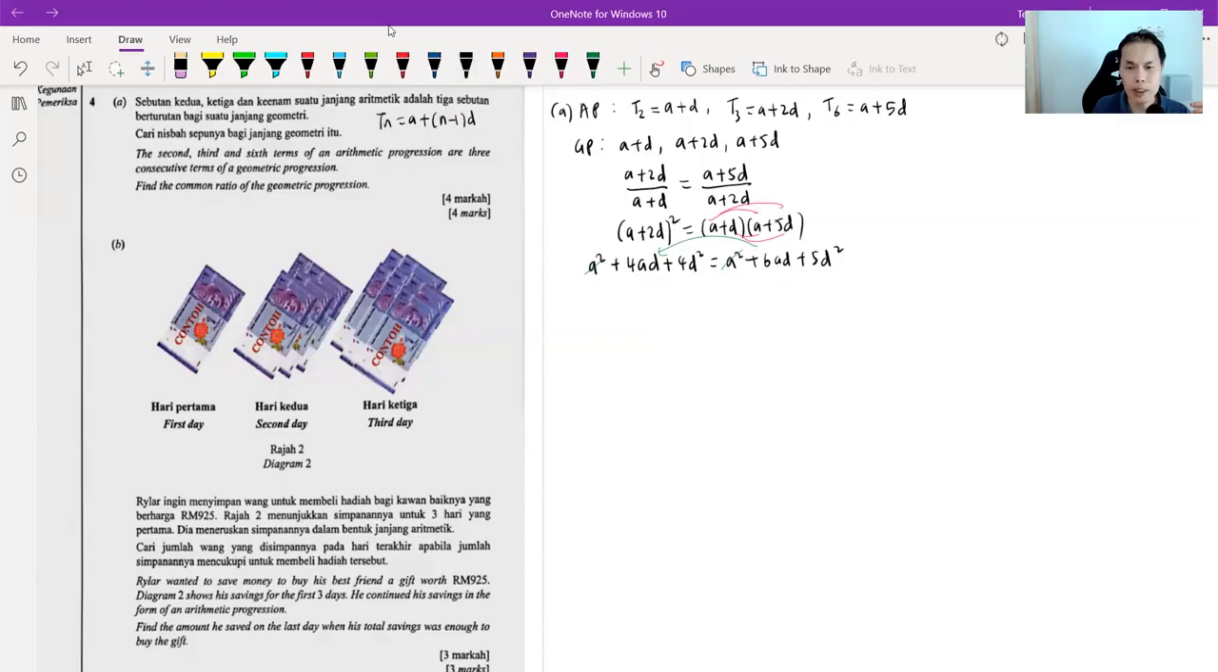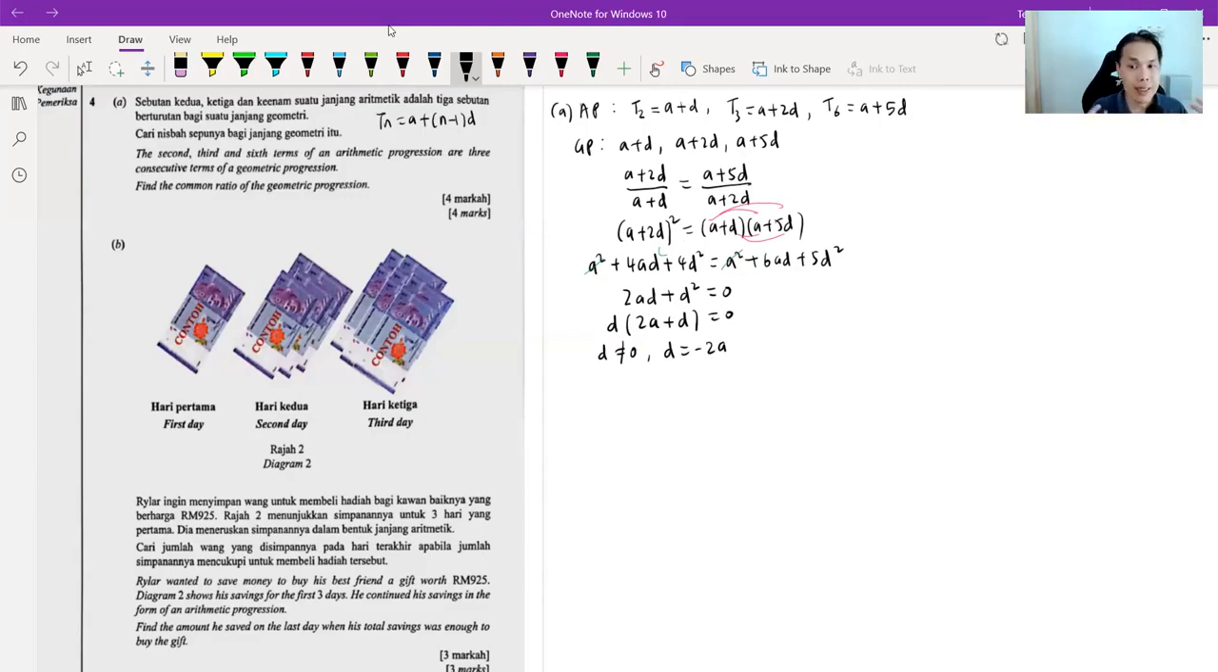Or another way of looking at it is that, perhaps I bring everything to the same side. It's easier for you to understand. I will bring everything to the right instead. So when I bring over to the right, 6 minus 4, I get 2. 5 minus 4, I get 1. And then I factorize the d. You get 2a plus d equals 0. Now, we know d can't be 0. If your common difference is 0, the arithmetic doesn't progress, right? The first term will be a, second term will be a, third term will be a. It doesn't change. So my d is now minus 2a.